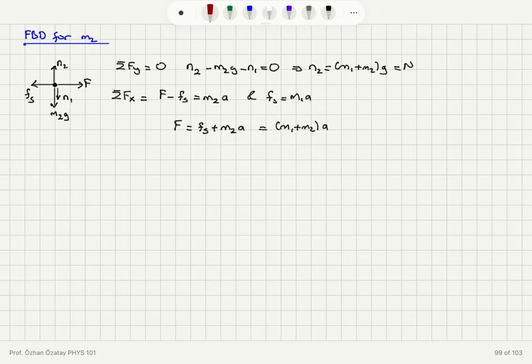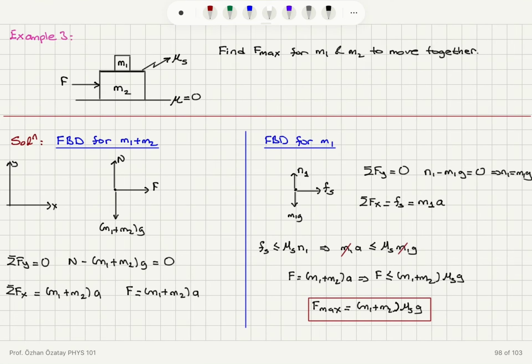This is the same answer we have found by considering the free body diagram of the combined system. So you can see that we obtained the same result. So this checks, and everything that we have done is correct and consistent with the free body diagram of M1 plus M2.